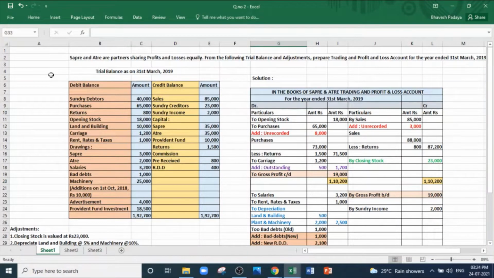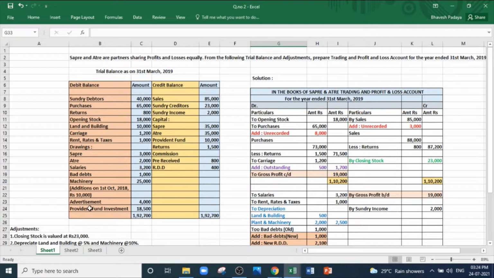Let us see one more example. S.Y.J.C and S.Y.J.C are partners sharing profits and losses equally. So the profit sharing ratio is 1:1. From the following trial balance and adjustments, prepare trading and profit and loss account for the year ended 2019 and balance sheet as on that date.